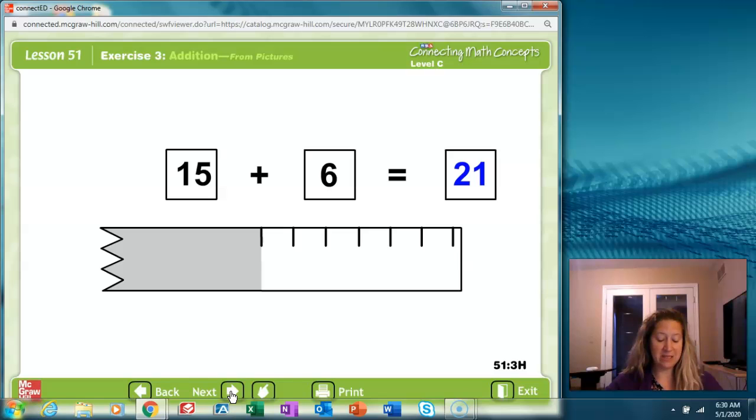E, 16 minus 6. Say the fact. 16 minus 6 equals 10. F, 16 minus 7. Say the fact. 16 minus 7 equals 9. G, 14 minus 5. Say the fact. 14 minus 5 equals 9. H, 5 plus 9. Say the fact. 5 plus 9 equals 14. I, 15 minus 5. Say the fact. 15 minus 5 equals 10. And J, 12 minus 3. Say the fact. 12 minus 3 equals 9.